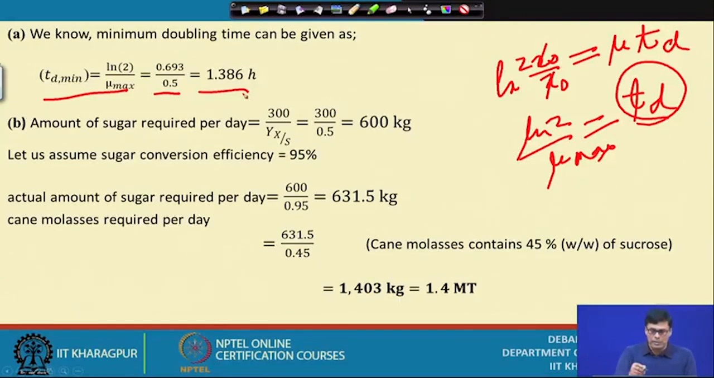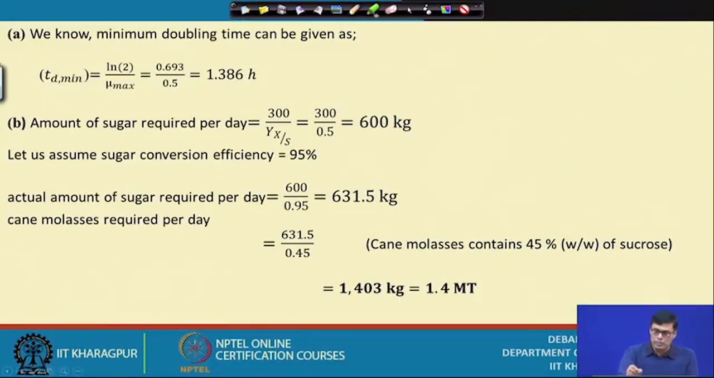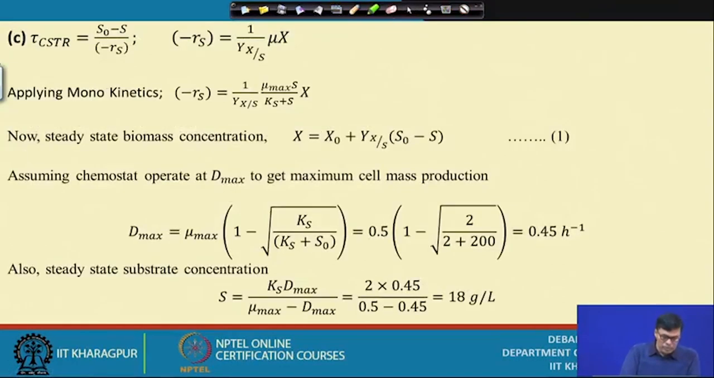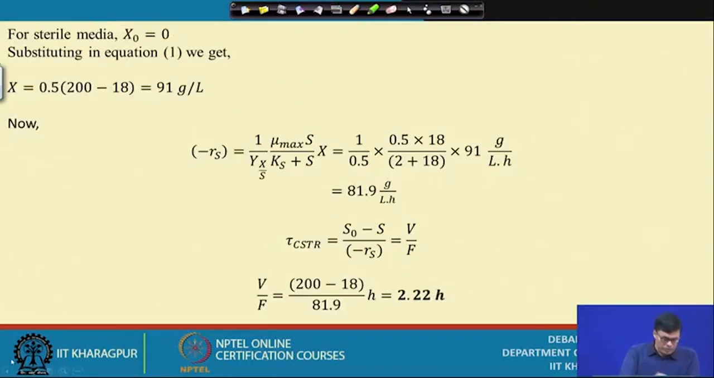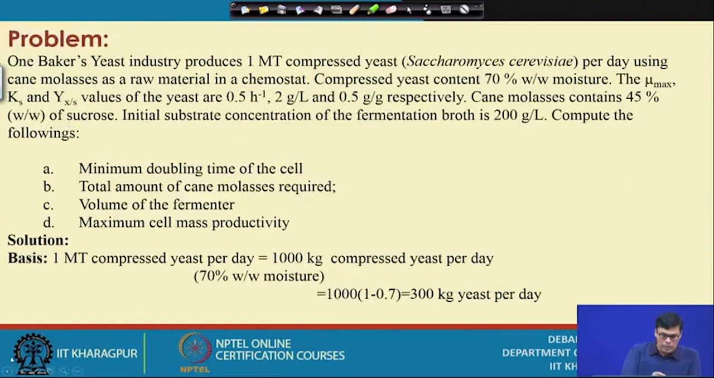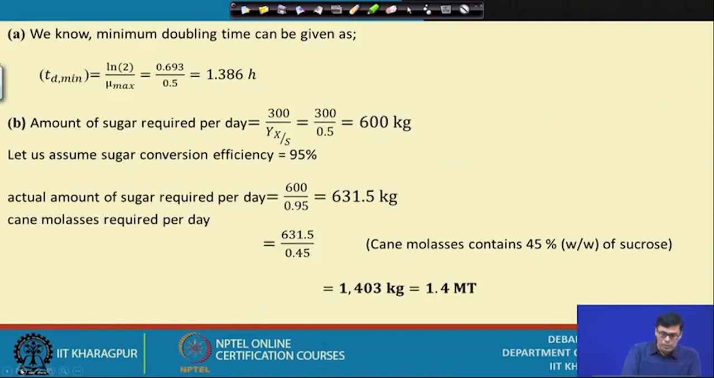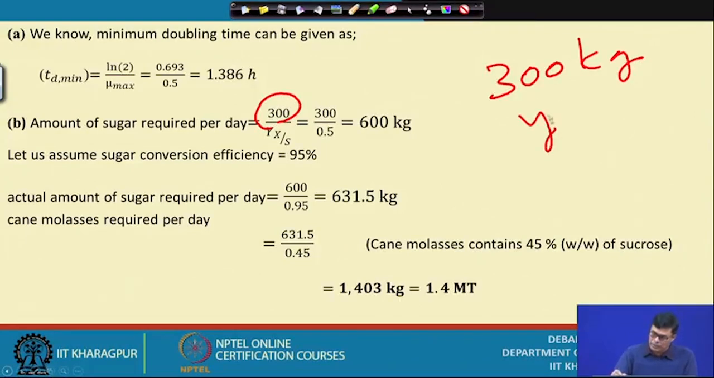Now the next problem is that the total amount of cane molasses required, that we shall have to find out. Am I right? So the question comes, how can we find out? In this problem, the amount of cane molasses required per day, how can we find out? We shall have to produce 300 kg of yeast, that dry yeast.